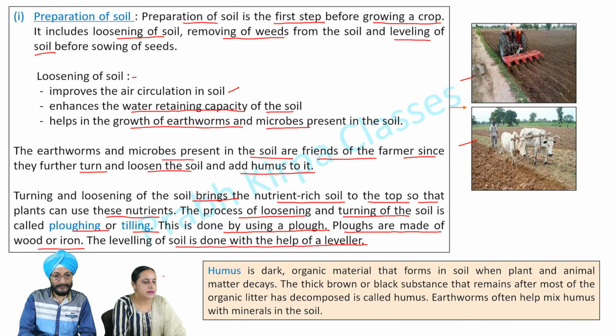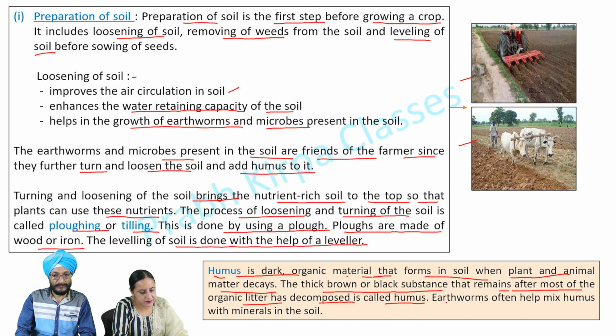Now, let us understand the meaning of humus. Humus is dark organic material that forms in soil when plant and animal matter decays. The thick brown or black substance that remains after most of the organic litter has decomposed is called humus. Earthworms often help mix humus with minerals in the soil.